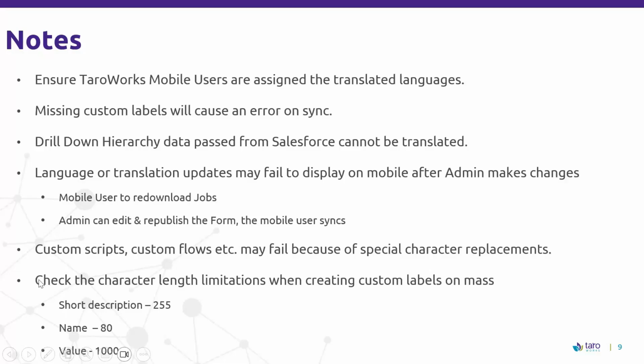And the last one is important when you're doing the mass creation, to note the character length limits. The short description is 255 characters. The name, which is the API field, is 80, and the value, which is the actual text, is 1,000 characters. So this is important when you're doing the mass deployment.